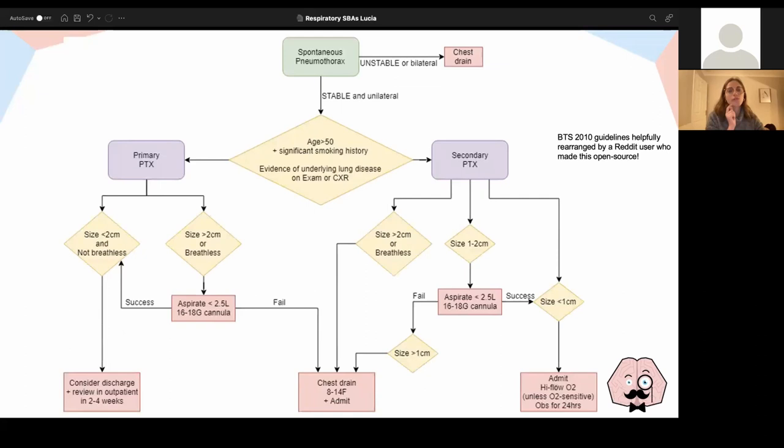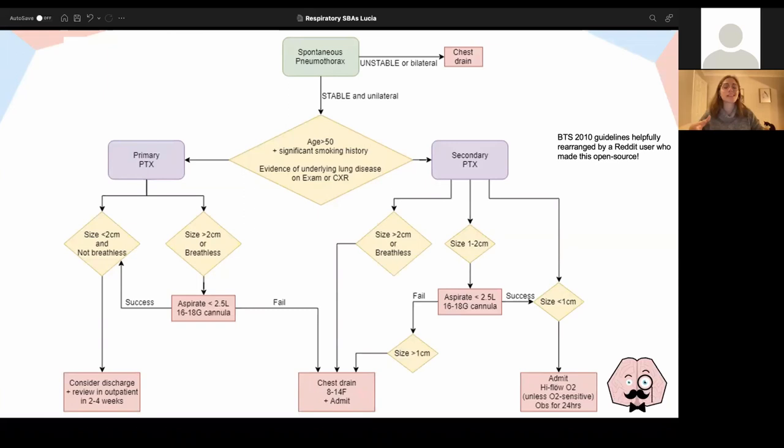So this is a very nice summary of the BTS guidelines, which has actually been done by a Reddit user who's made this open source, which is great because I find the BTS guidelines for pneumothorax really confusing to look at, and I think this has done a bit better. So if we look at a spontaneous pneumothorax, this is what we're talking about, rather than a traumatic pneumothorax. Spontaneous pneumothorax could happen in someone who has no previous lung disease.